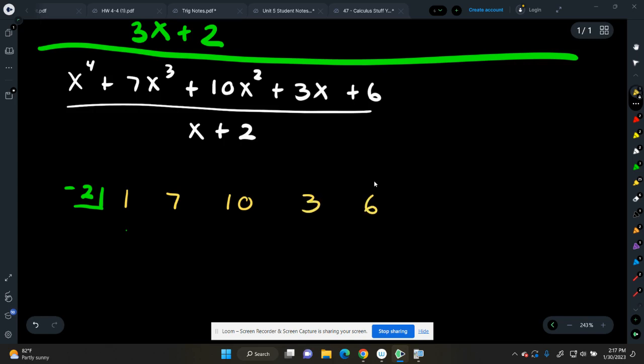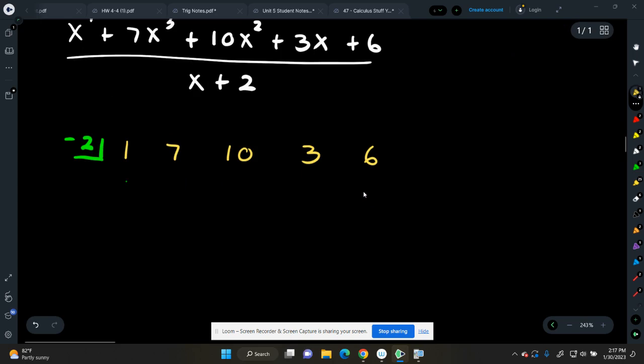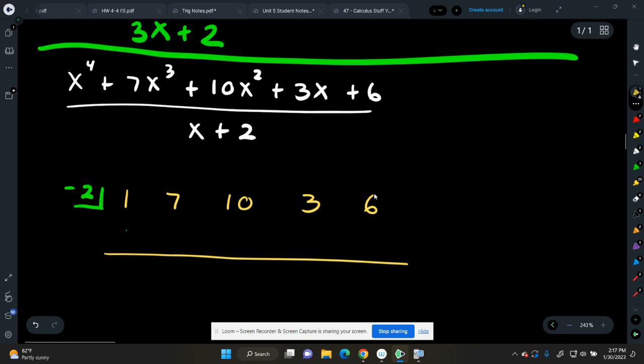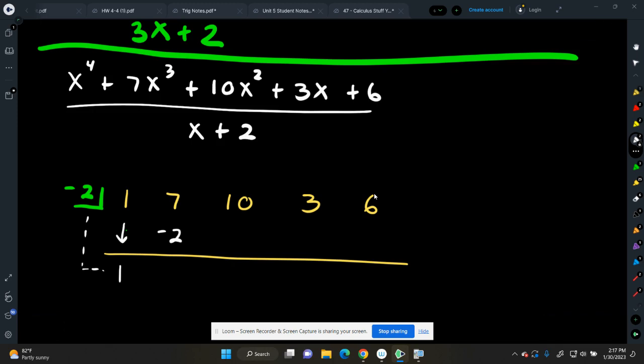Okay. We write the coefficients. Bring the 1 down. Let's do this slowly. Bring the first number down, so I have a 1. Now we're going to do negative 2 times 1, which gives us negative 2. Basically we multiply, add, multiply, add, multiply, add. So now we're going to add. 7 plus negative 2 is 5.